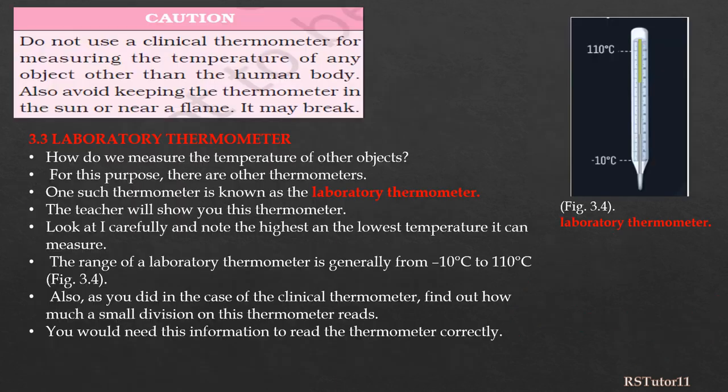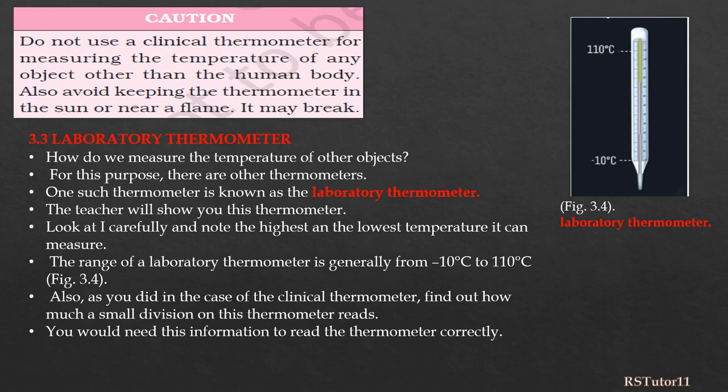As I said previously, there are two types of thermometer. One is clinical and the other is the laboratory thermometer. Clinical is used to measure the human body temperature, whereas laboratory thermometer is used to measure the temperature of an object. So let us see how we measure the temperature of other objects using the laboratory thermometer. For this purpose, there are other thermometers also. One such thermometer is known as laboratory thermometer.